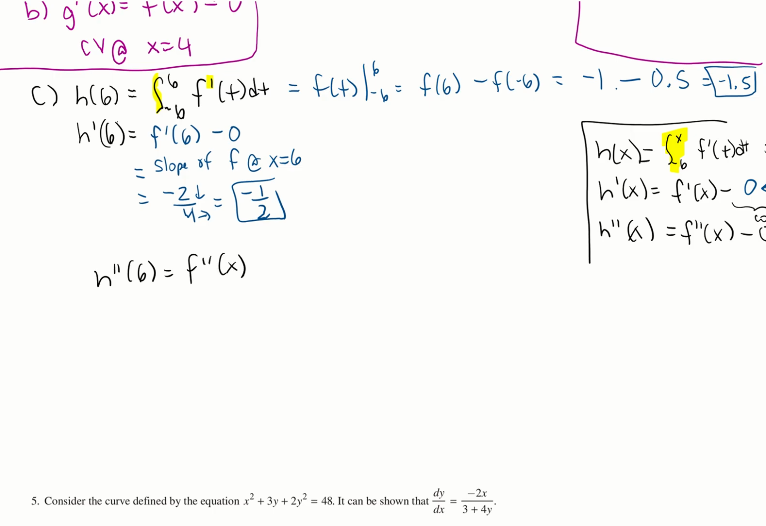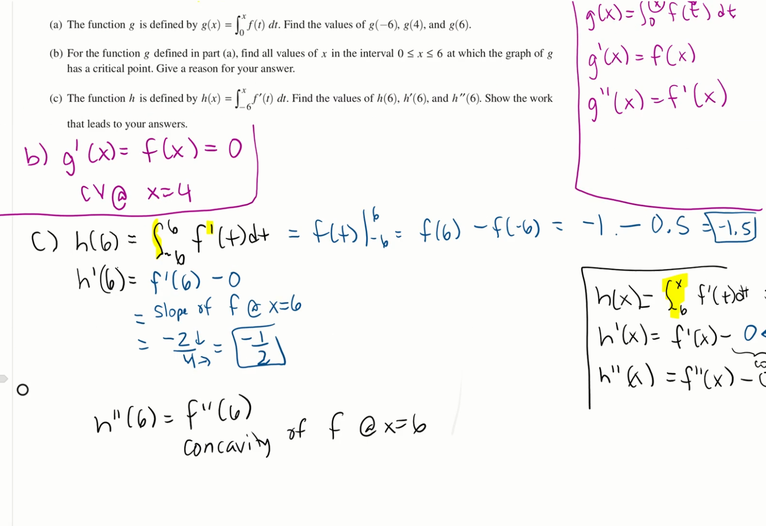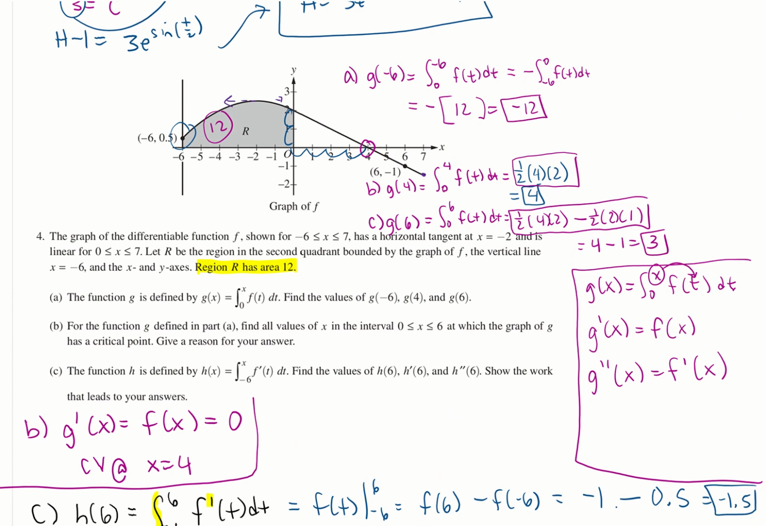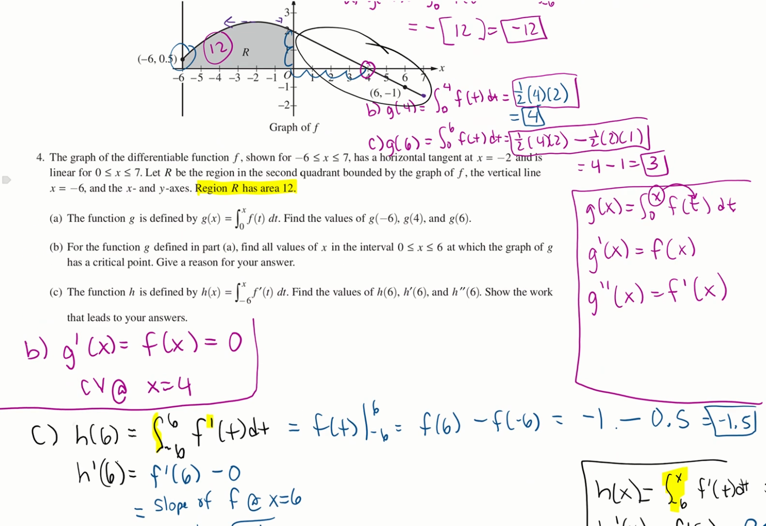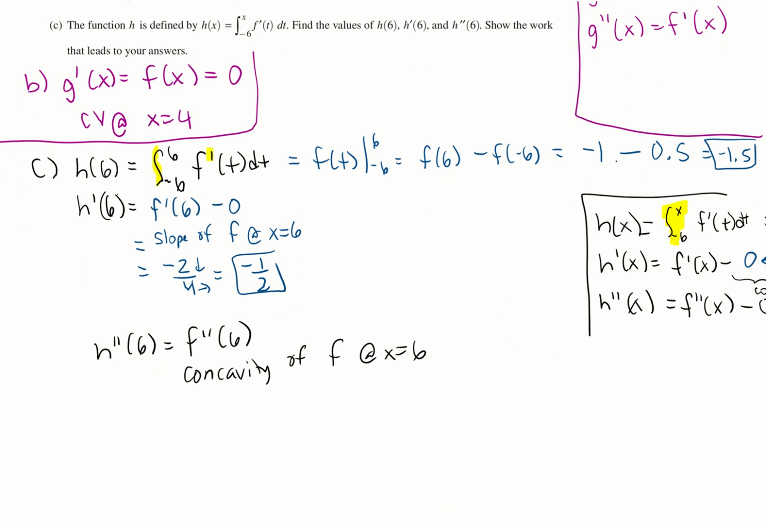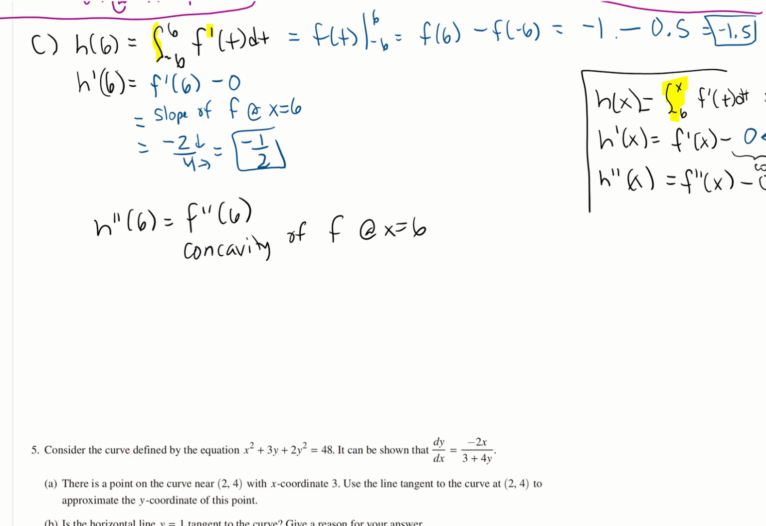So f double prime, in this case of 6, instead of looking at the slope, is looking for the concavity of f at x equals 6. So let's take a look. What is the concavity of f? Well, in this region where x is 6, we actually don't have any concavity because this is a straight line. There is no concavity here, so we use a 0.